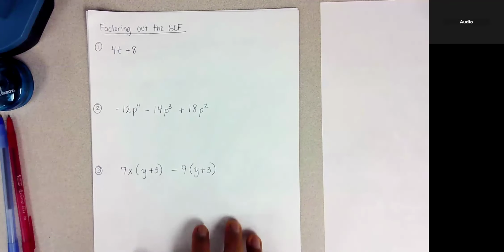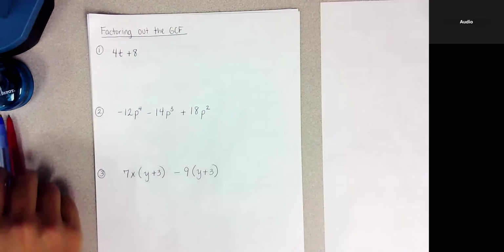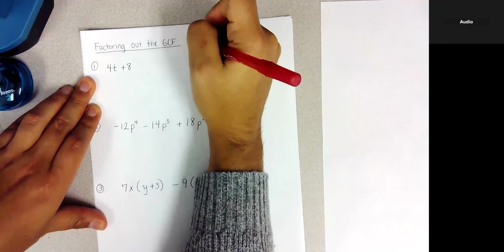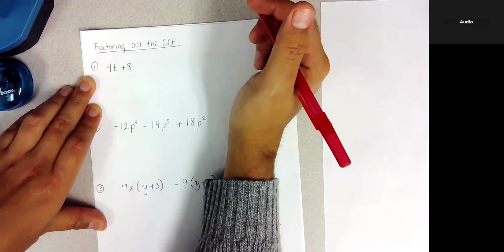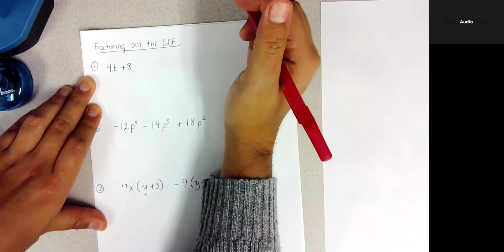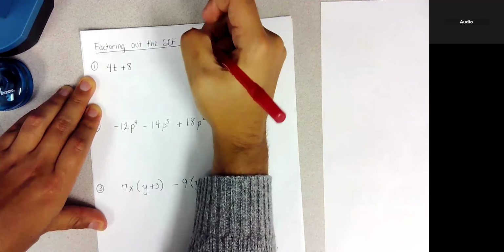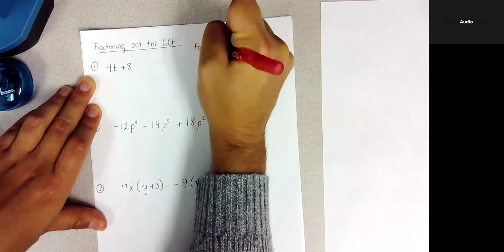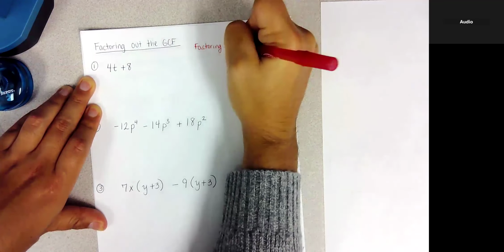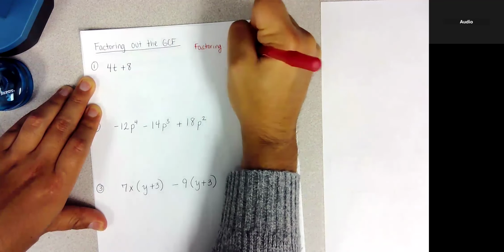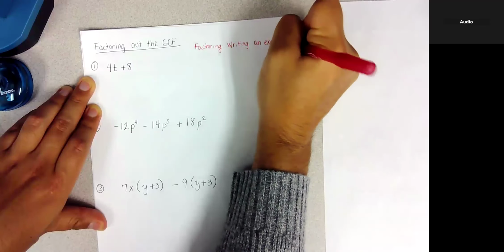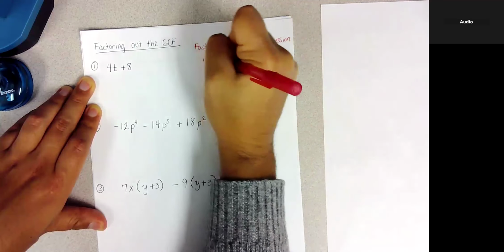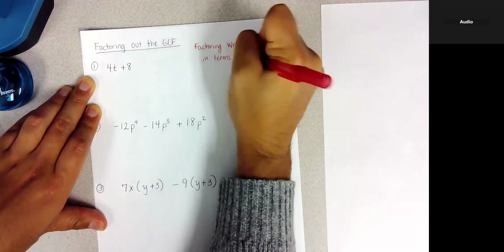So when we talk about factoring, it can sometimes mean rewriting an expression so that it's not in terms of addition and subtraction, but instead it's written in terms of multiplication. So factoring, you can think of it as writing an expression in terms of multiplication.